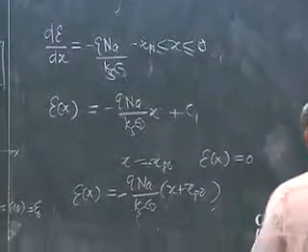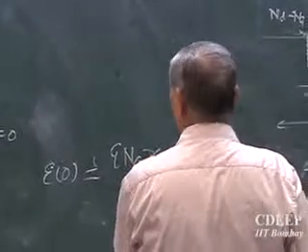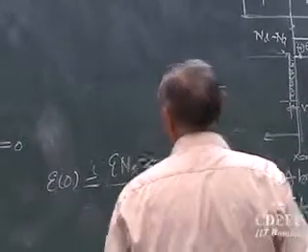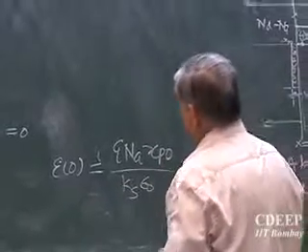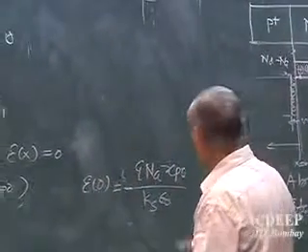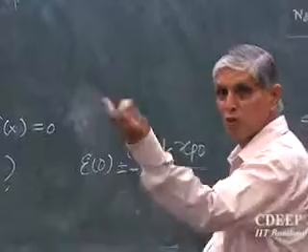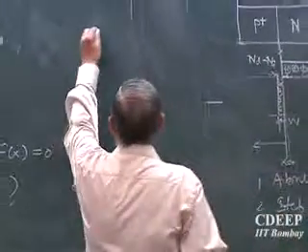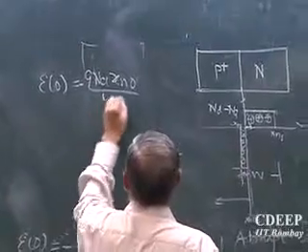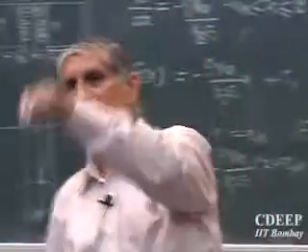So how much is E0 from here? E0 from here I get q Na xpo divided by Ks epsilon 0, minus because both are minus. If E0 is q Na xpo by Ks epsilon 0 coming from the p side, and coming from the n side, how much was this? q Nd xno by Ks epsilon 0 for the n side. I derived from the n side, I went to E0, I came from the p side, derived it to E0.